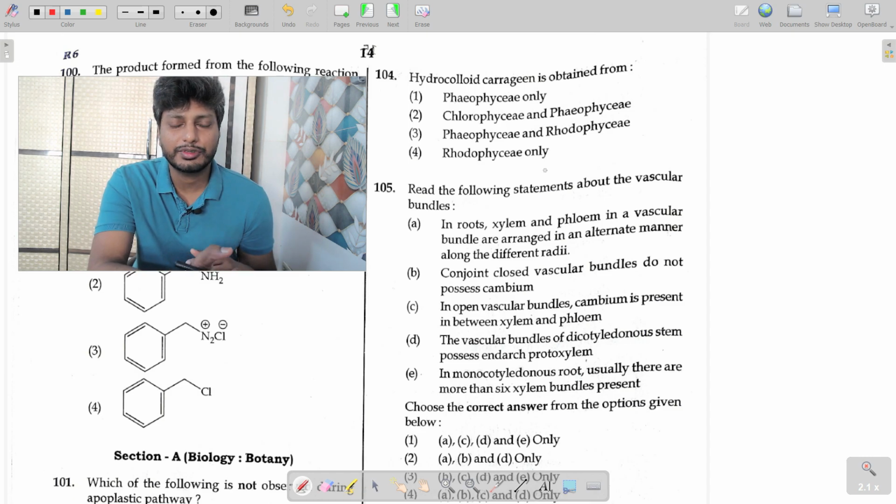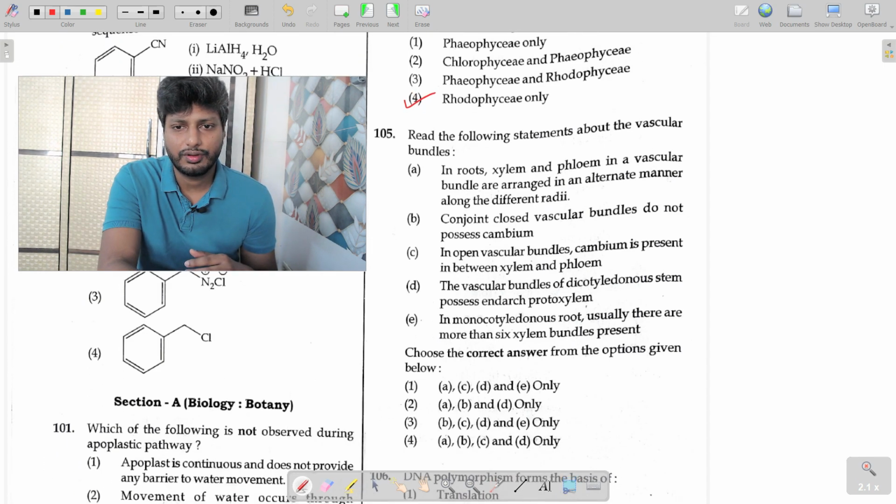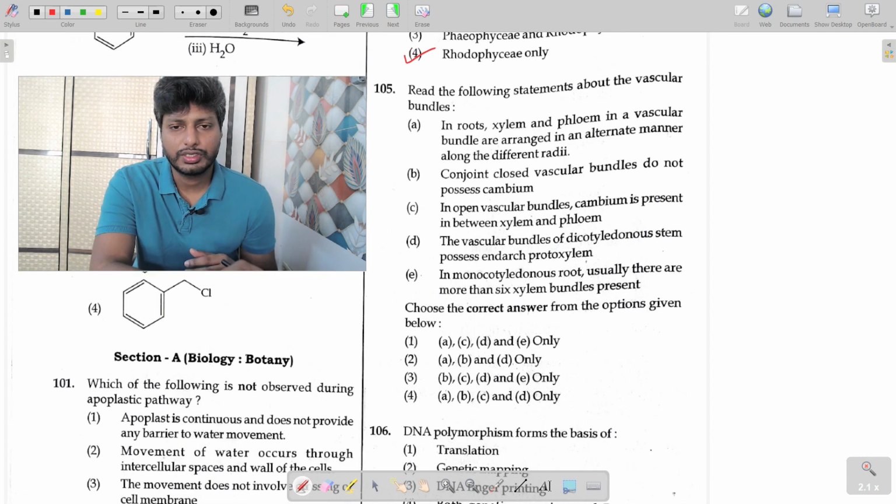So these are all three types of algae. We all know Chlorophyceae is green algae, Rhodophyceae is red algae, and Phaeophyceae is brown algae. So here the option is directly straightforward. The answer is Rhodophyceae, because Rhodophyceae is red algae, and in red algae there is presence of carrageen. So option number 4 is right. Okay, let's go with the next question, dear students.